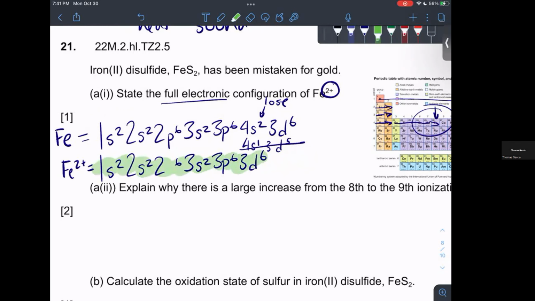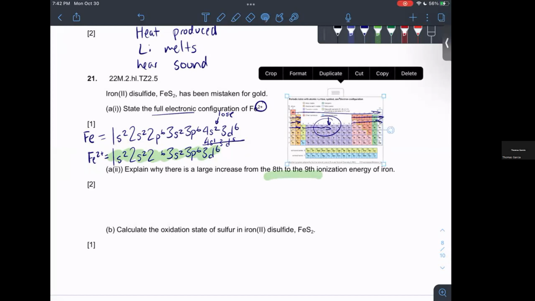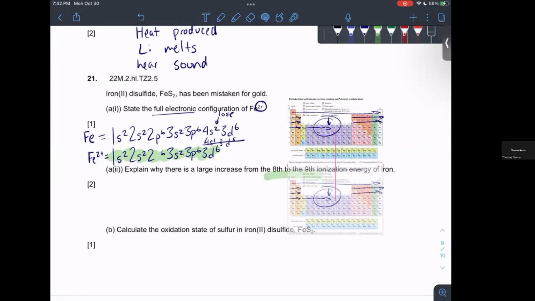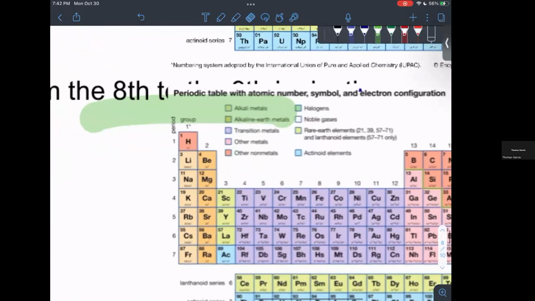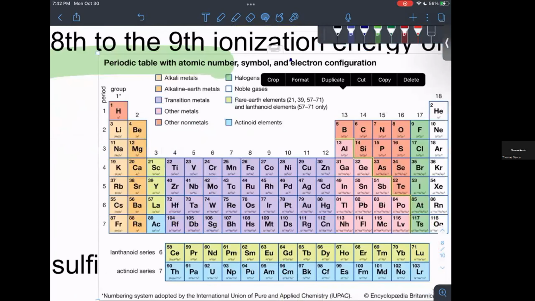All right, moving on. Explain why there's a large increase from the 8th to the 9th ionization energy. So we're actually going to go ahead and look right back at our periodic table. I'm just going to duplicate it. Oh, I didn't want all that writing, but that's okay. All right, 8th and 9th ionization energies. That's a tricky one, and I'm going to move this down just a little bit so we can read it.